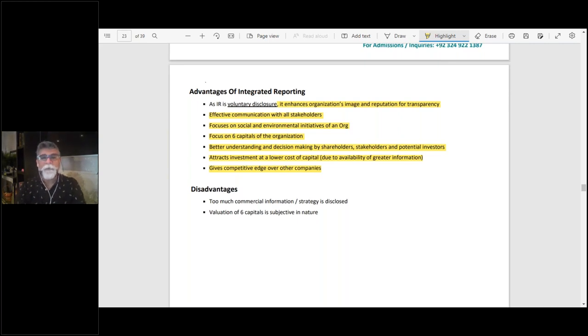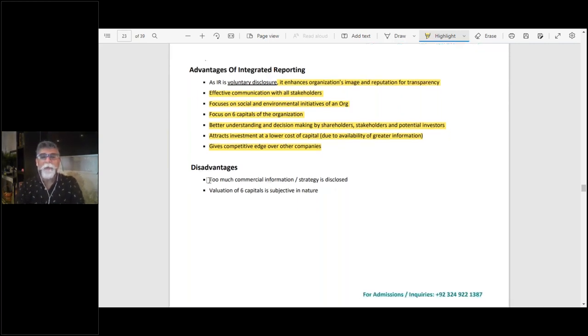But then there might be certain limitations of IR. It may have too much commercial information on strategy. If you're disclosing your future plans, future strategy, it might not suit you in a commercial manner. And sometimes the valuation of six capitals is quite subjective in nature, right? How do you place a monetary value? Some of them are qualitative.